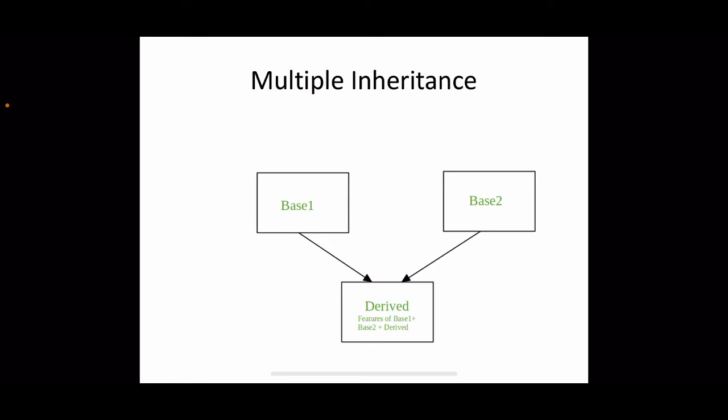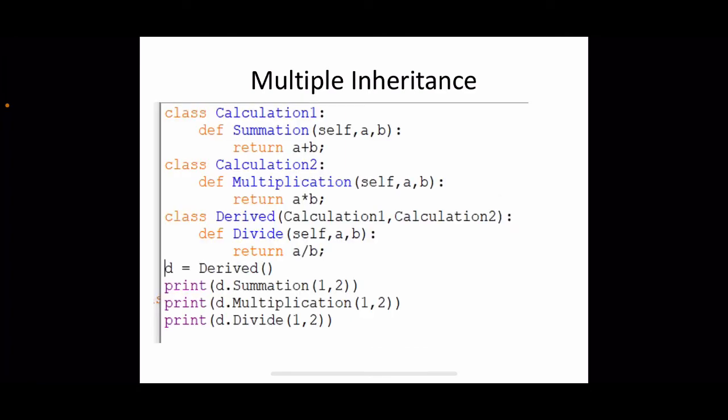Now coming to the second type of inheritance, that is multiple inheritance. In that case, the same derived class or child class inherits properties from multiple parent classes. So here we have two base classes, base 1 and base 2, and the derived class inherits properties from both base 1 and base 2. So what about the features of derived? Derived can have its own properties and methods plus properties and methods of base 1 and plus the properties and methods of base 2. So we can see an example for this multiple inheritance.